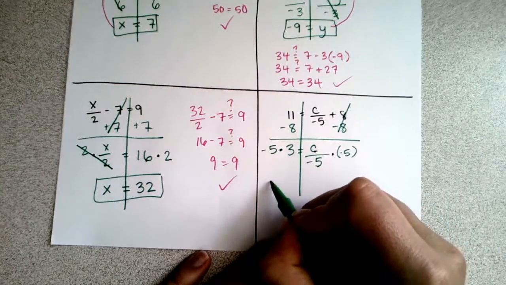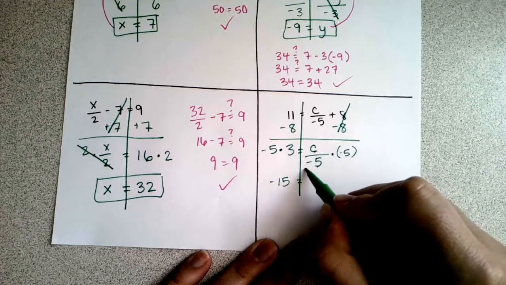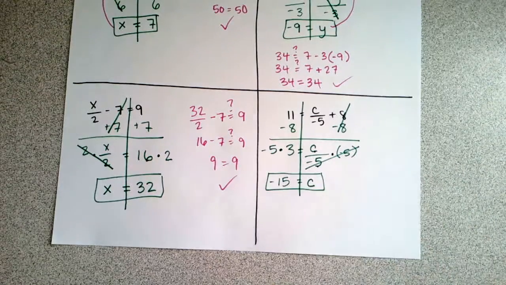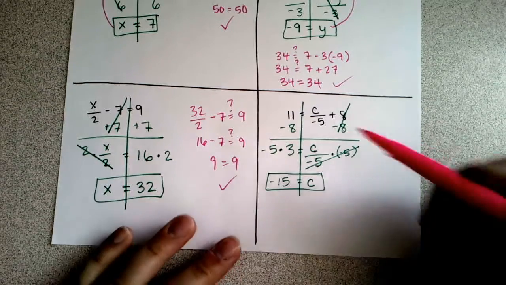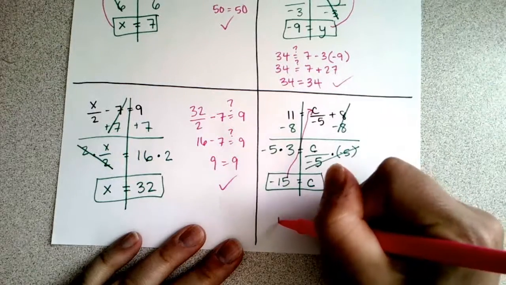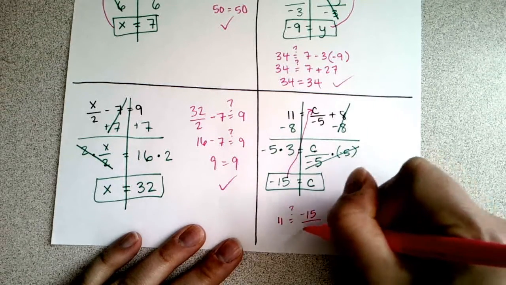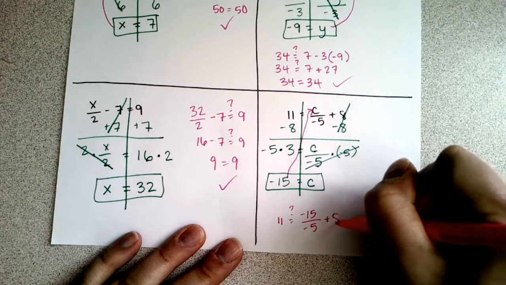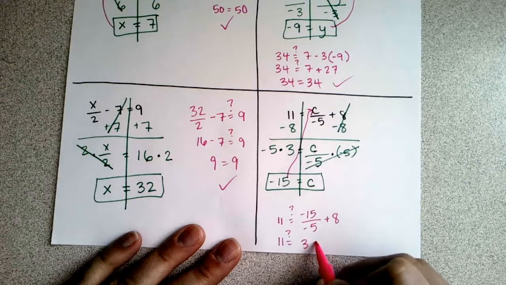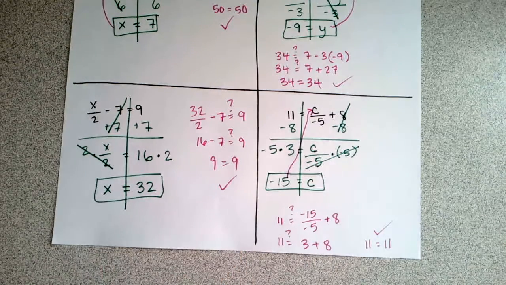Negative 5 times 3 is negative 15. Negative 5 over negative 5 is 1. Those cancel, and we're left with c equals negative 15. And once again, we'll check our work by plugging negative 15 in for c. So we have 11. Does that actually equal negative 15 over negative 5 plus 8? Well, negative 15 over negative 5 is 3. 3 plus 8 is 11, so we get 11 equals 11, and we did it correct.